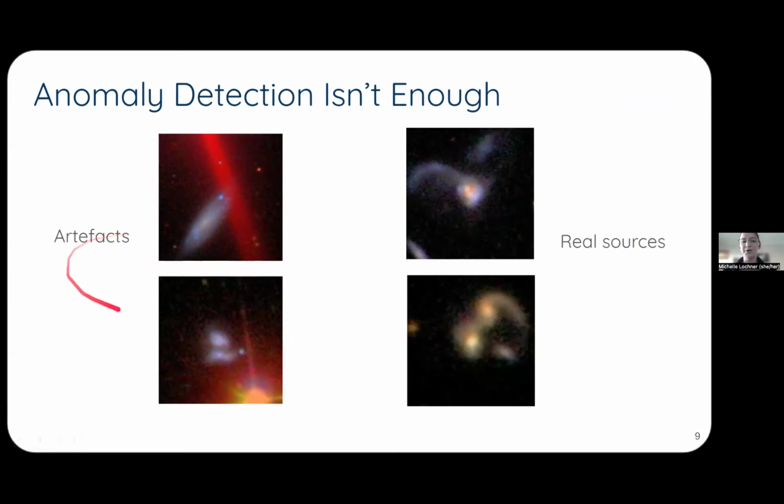So I just said I don't care about artifacts, but if you're in charge of the data quality pipeline for a telescope, you might want to know which artifacts your pipeline is missing. You might not care about the real sources. And even amongst things that are perhaps interesting, different scientists will be interested in different things. So there's a subjectiveness to this question of what makes an anomaly scientifically interesting.